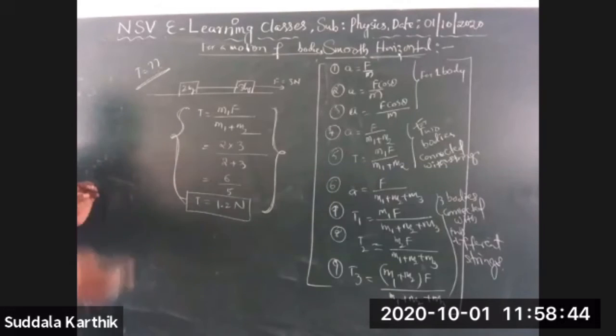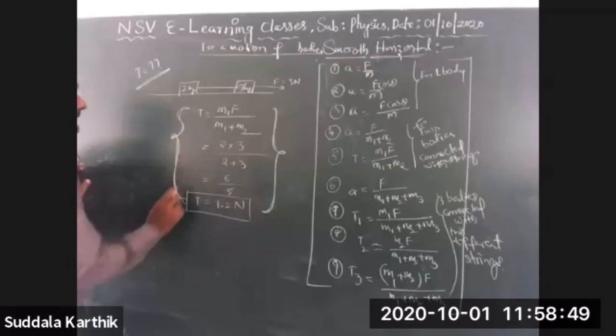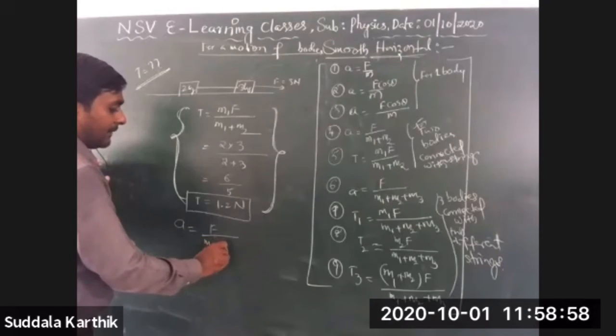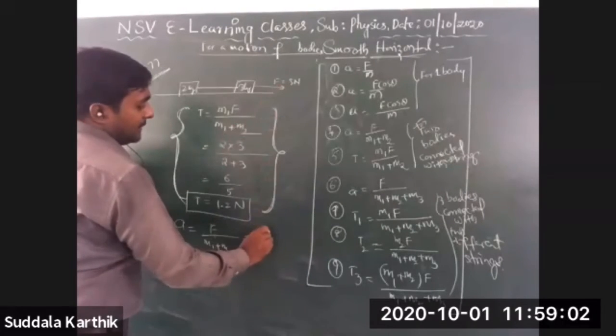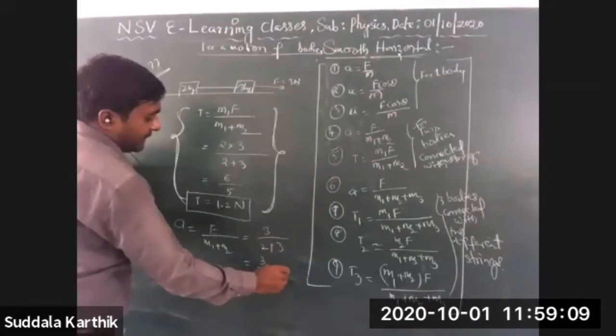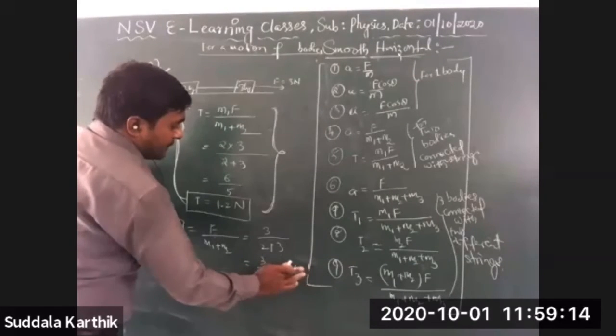Suppose for this same problem, 2 is given, 3 is given. The common acceleration is how much? a = F/(m1+m2). F is 3, m1 plus m2 is 2 plus 3, so 3 by 5, which is 0.6 meter per second square.